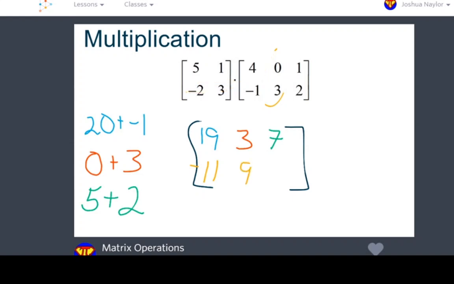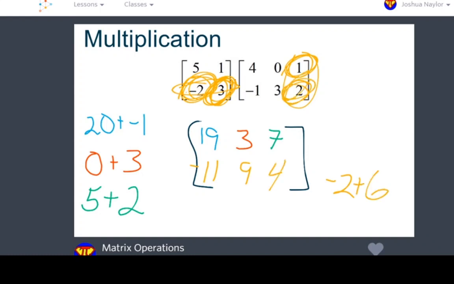And one more time, we're going to stay in the second row, but we're going to match up this last column. Make sure you're doing it correctly, because -2 matches with 1. That's going to give you -2. And 3 matches with this 2, which gives you 6. You add those together for a final answer of 4. So matrix multiplication is this method where you multiply a row times a column, and you add the result.